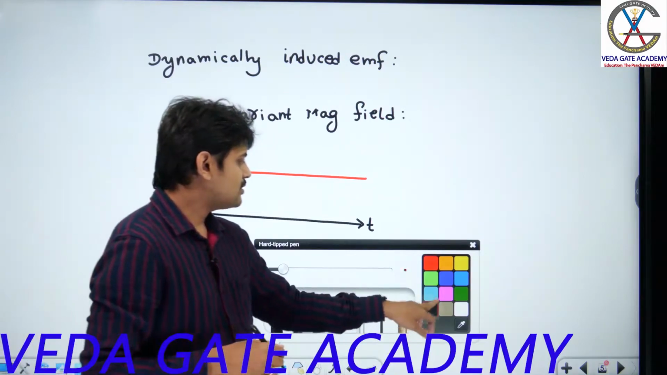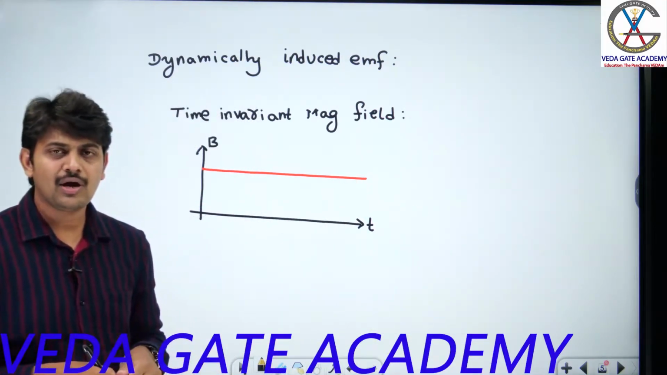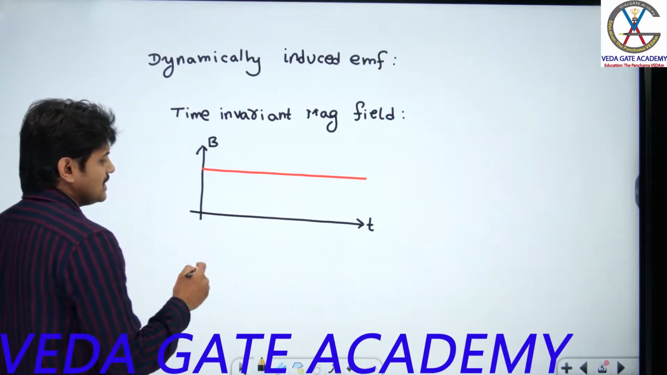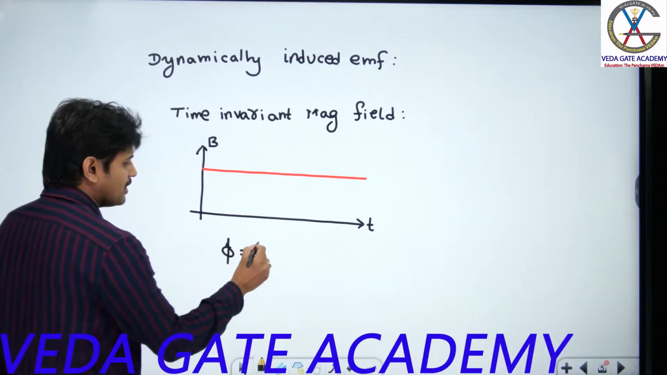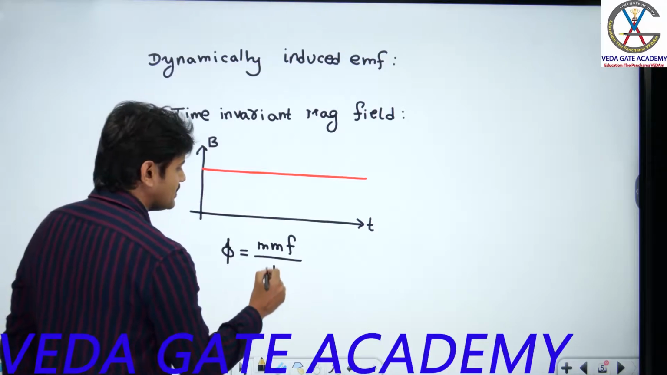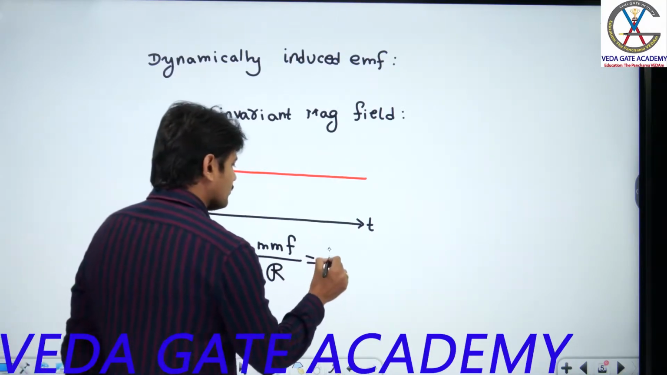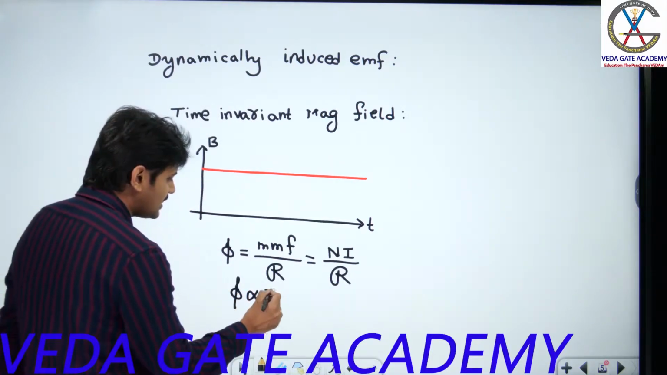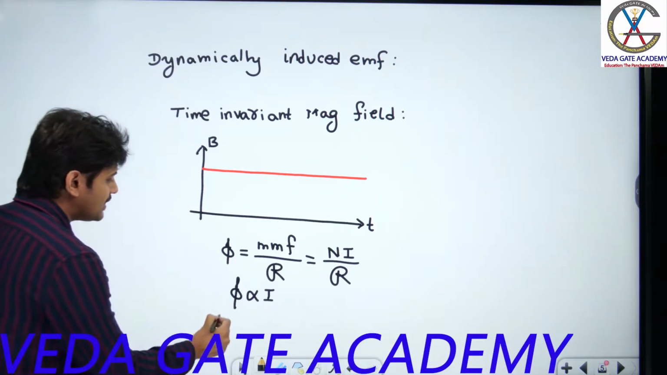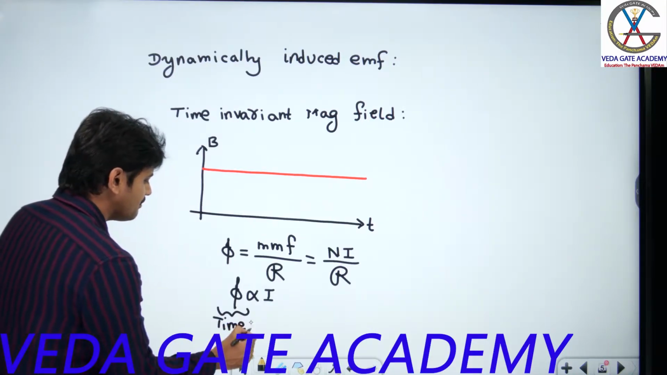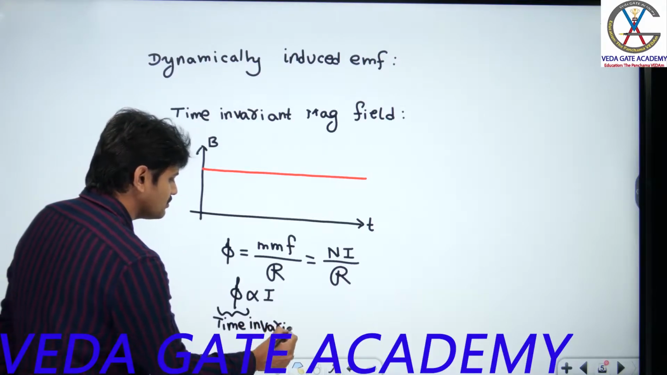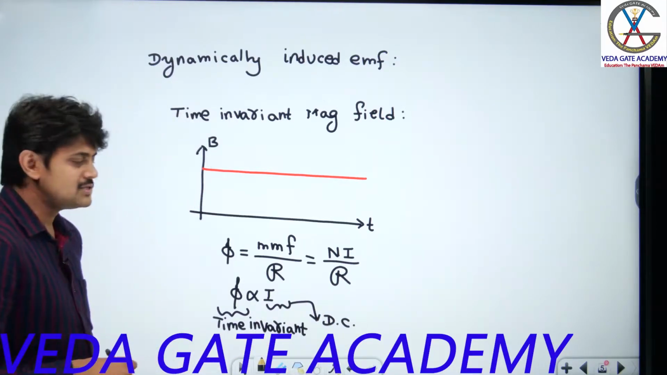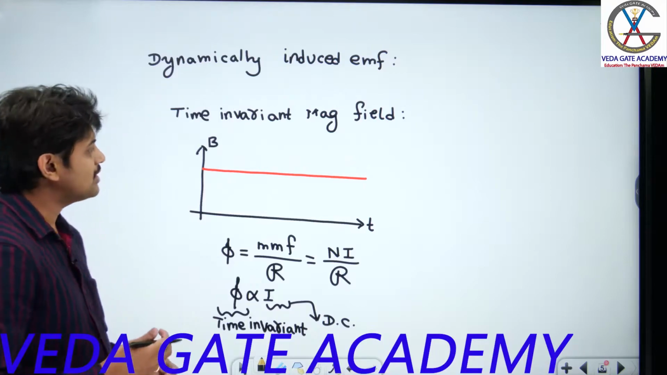Now my question is, in order to produce this time invariant magnetic field, do I need to supply a DC current or AC current? If you assume the circuit or machine is linear, as we know, flux equals MMF divided by reluctance. Already we have seen this in the previous session. What is the formula for MMF? Number of turns into current, divided by reluctance. So from here I can say the flux is directly proportional to current. Now if I want to get a time invariant magnetic field, what kind of current do I have to supply? My exciting current should be a DC current. If the current is DC, then the flux becomes time invariant magnetic flux.